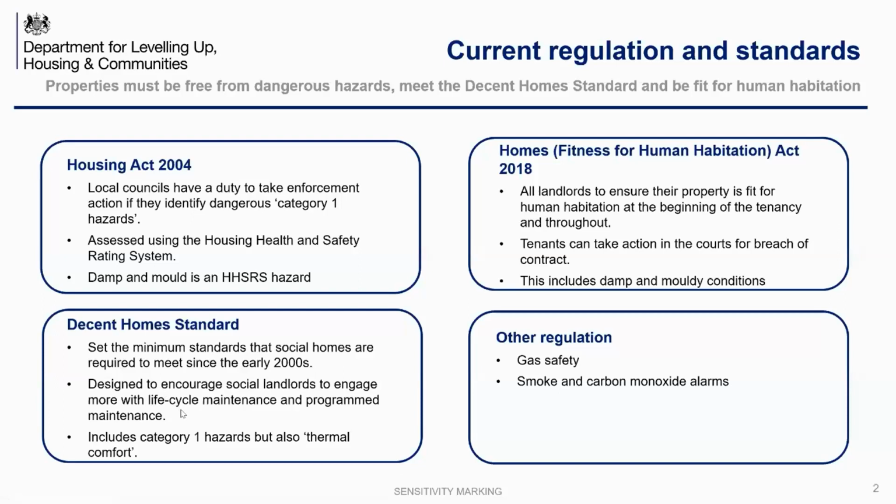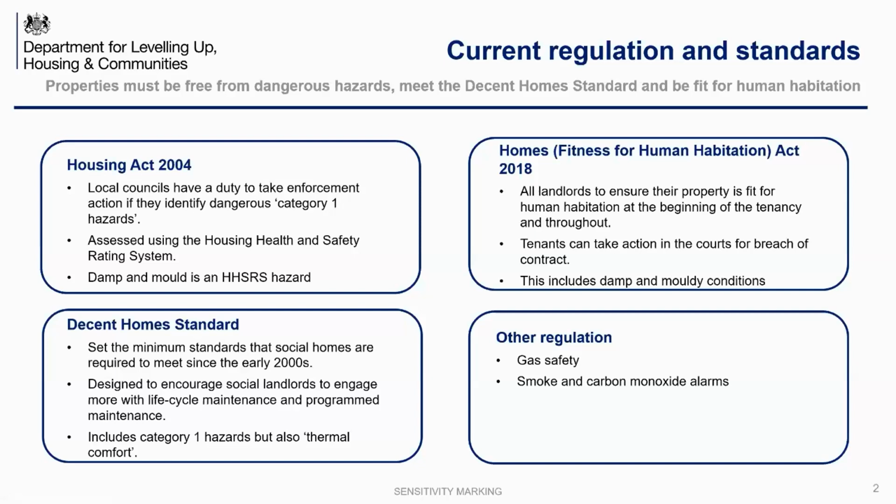Well, the first thing is to be free from dangerously hazardous conditions. That's under the Housing Act 2004, Part 1 of the Housing Act 2004, and local councils actually have the power to take action here. Now, the exception there will be where it's a council house, because local councils can't take action against themselves. But all other forms of social housing, housing associations, etc., local councils have a duty to take formal enforcement action if they identify dangerous hazards at the Category 1 level.